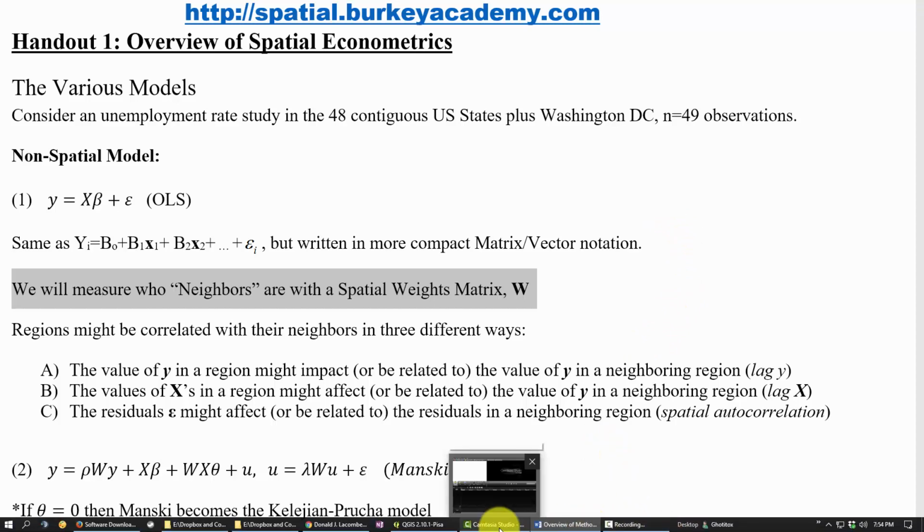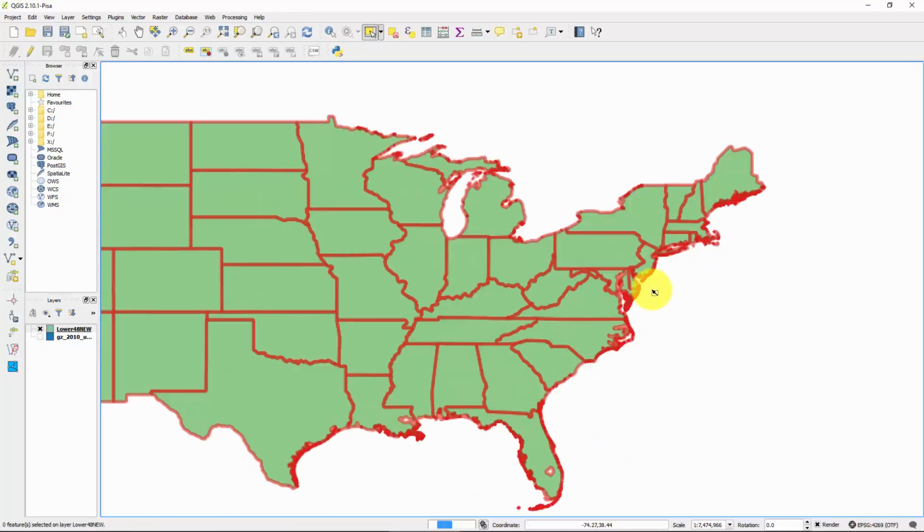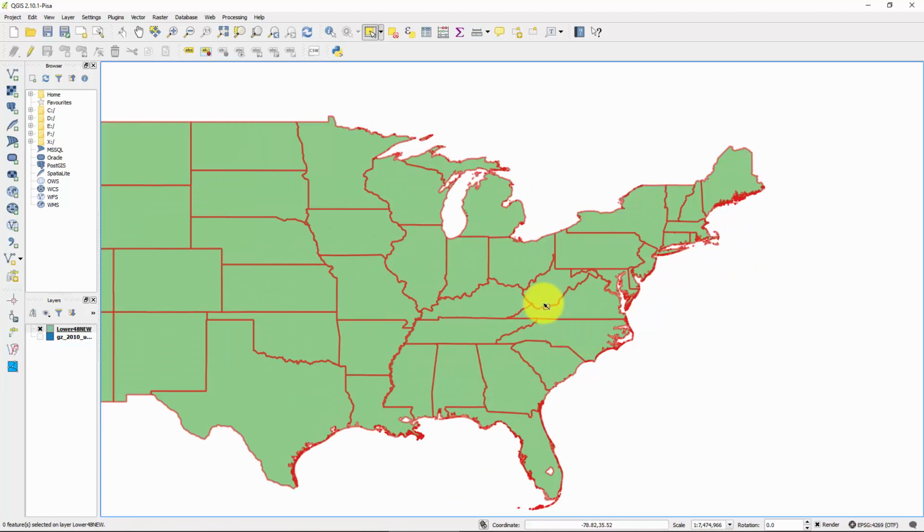Now we can define neighbors in a lot of different ways, and again we'll talk about this a little bit later on, but let's just visualize here, for example, that if we had a particular state, let's say North Carolina, where I live, if we wanted to define neighbors, the way that makes most sense to me is just, well, you're a neighbor if you touch, right? So Virginia here touches, and Tennessee and Georgia and South Carolina all touch North Carolina. And so they'd be the neighbors.